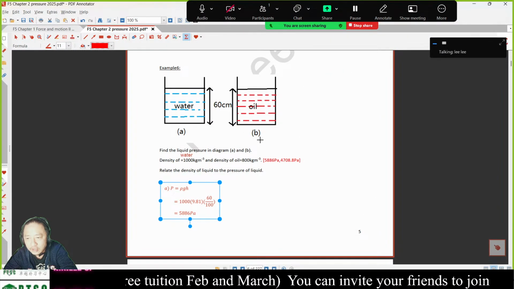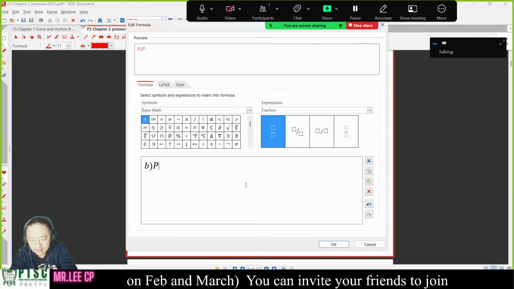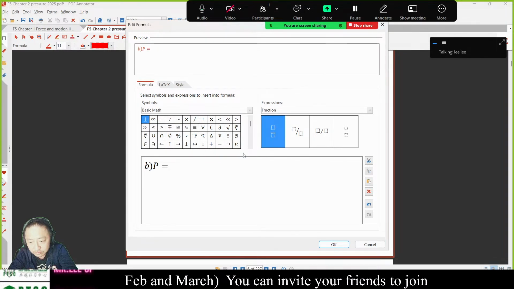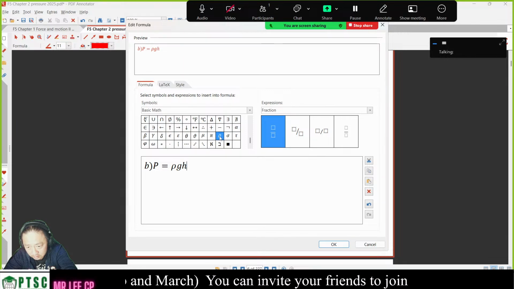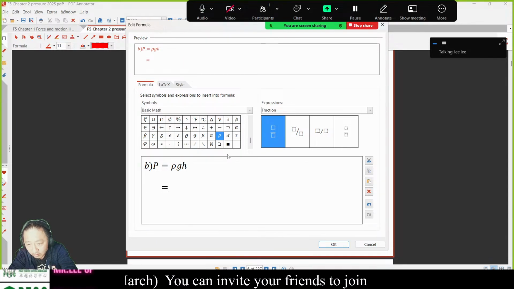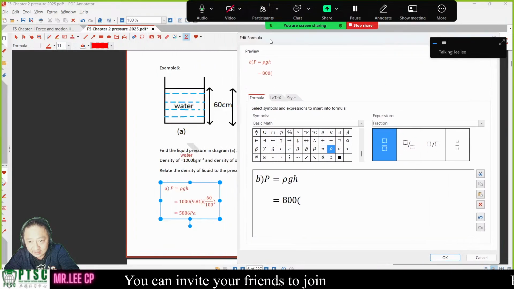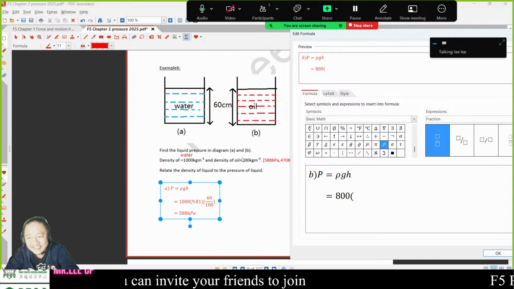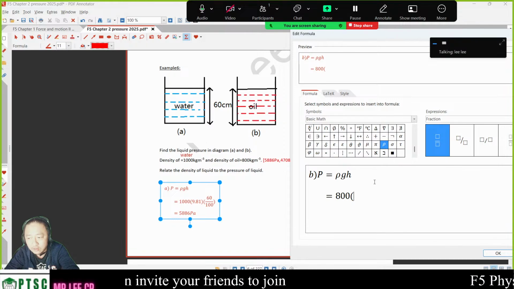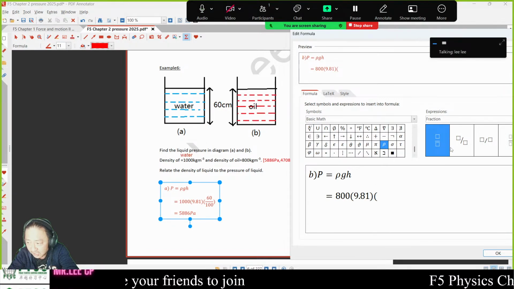Okay, so for B, pressure is equal to rho gh. Rho of the oil is 800, it is lower density. G is 9.81, still the same. H is the same, 60.